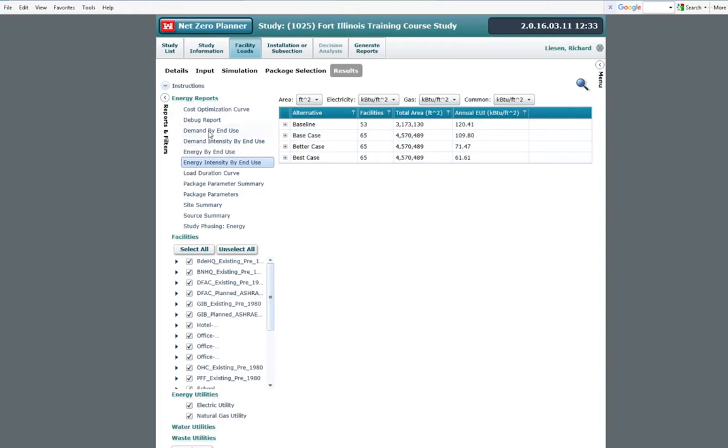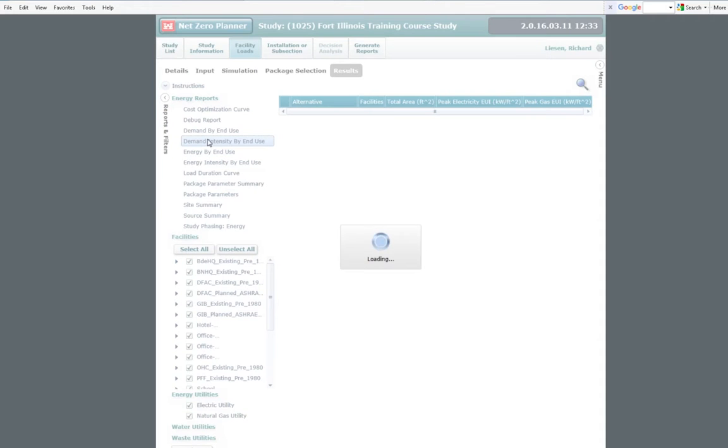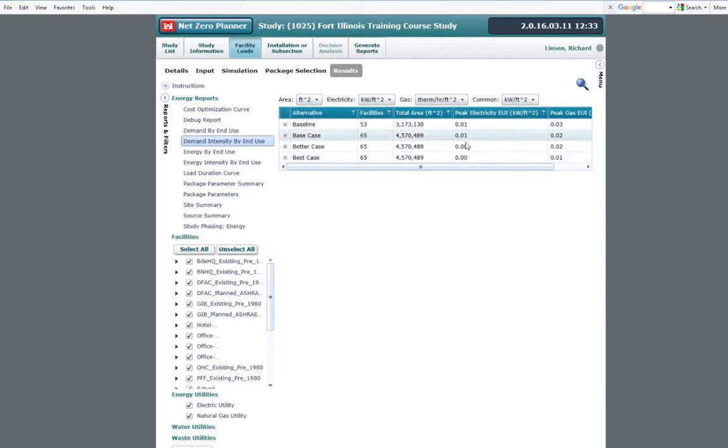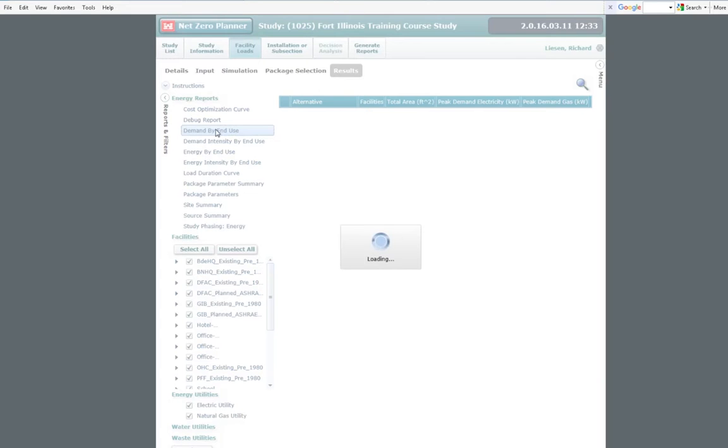Now in this case, the demand intensity by end use, this is the peak energy that a facility uses, and it kind of sums those up. And so you can see the coincident peaks, and you can look at those by the energy uses as well. But once again, for me, what I think is more important is to look at the total demand. Now this is where you check and see if you've got enough capacity.